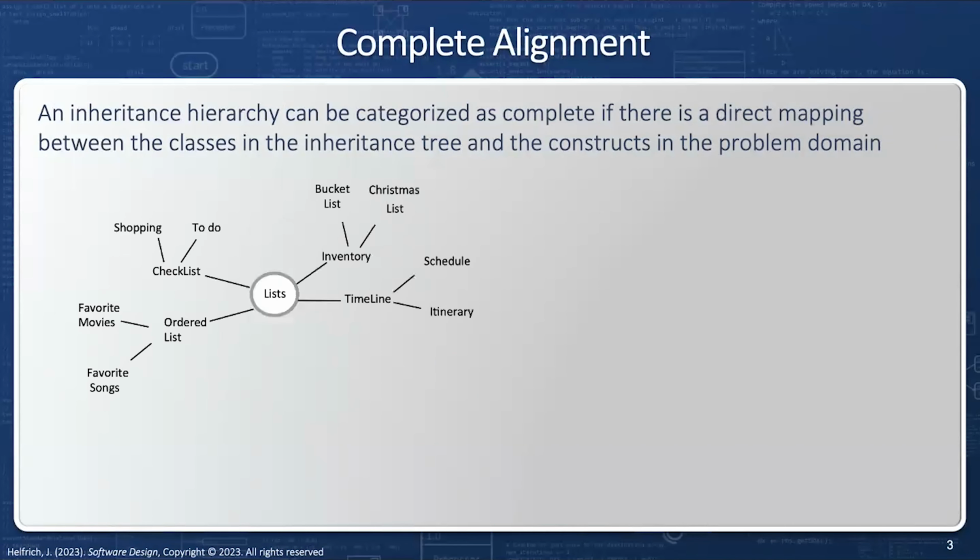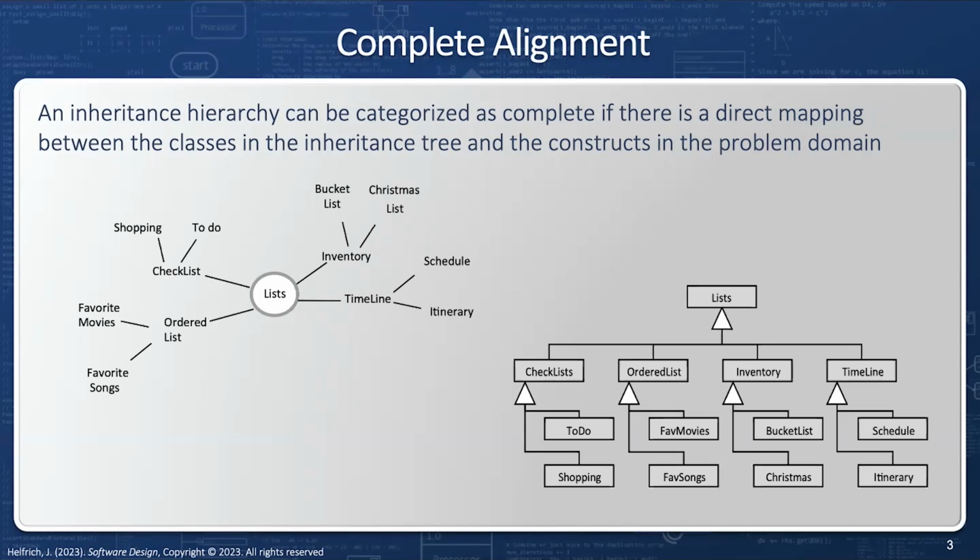Imagine this concept map provided by the subject matter expert. There are several different types of lists: an inventory list, a timeline list, a checklist, and an order list. And on the order list, there are favorite movies. Now notice this class diagram. We have a list as the base class, which corresponds to the center of our concept map. And there are four different categories corresponding to the four different things leading out of the list in the concept map, and so on. Since every single class in the class diagram maps to an element on the concept map and vice versa, we have complete alignment.